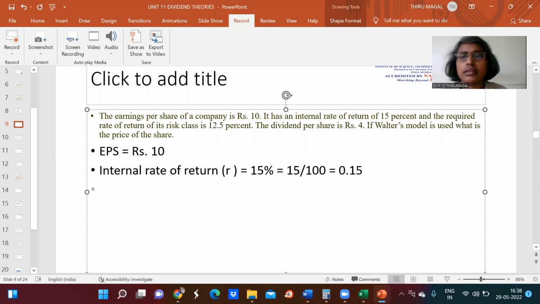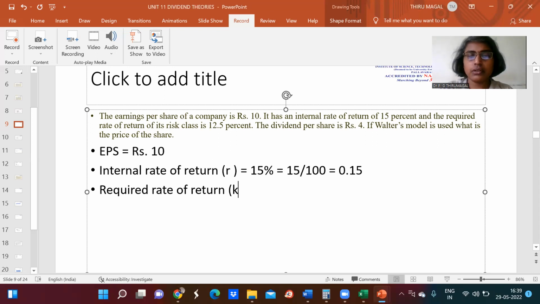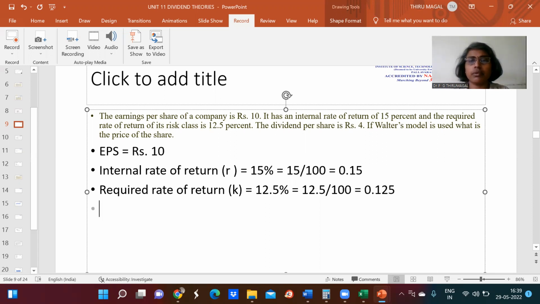The next data given is the required rate of return of its risk class is 12.5%. The required rate of return means K value. So that is given in the problem as 12.5%, which means 12.5 divided by 100, that is equal to 0.125. So K value is also given in the problem.